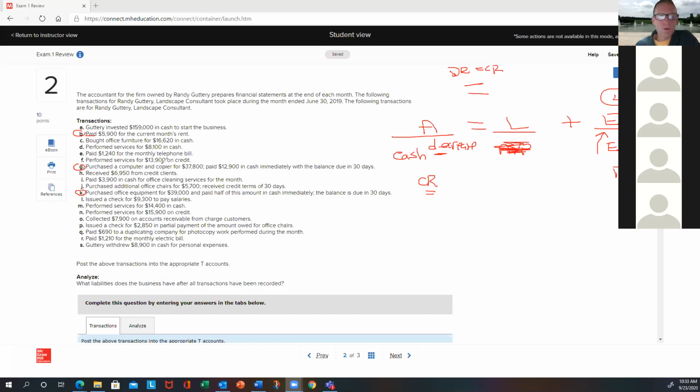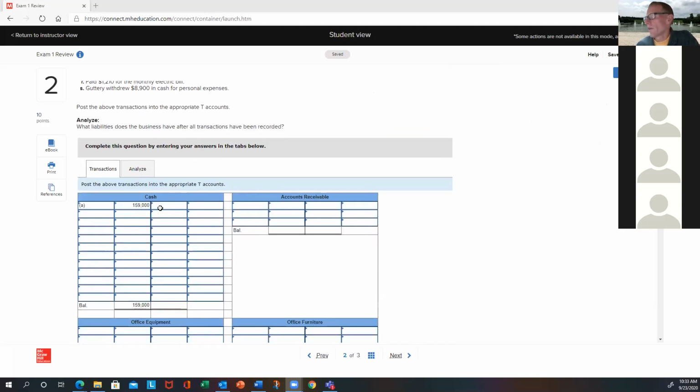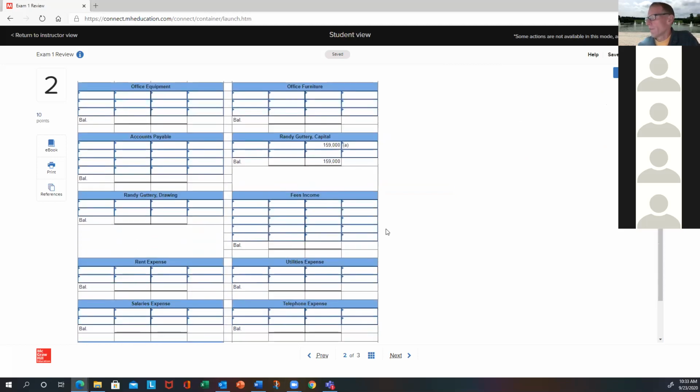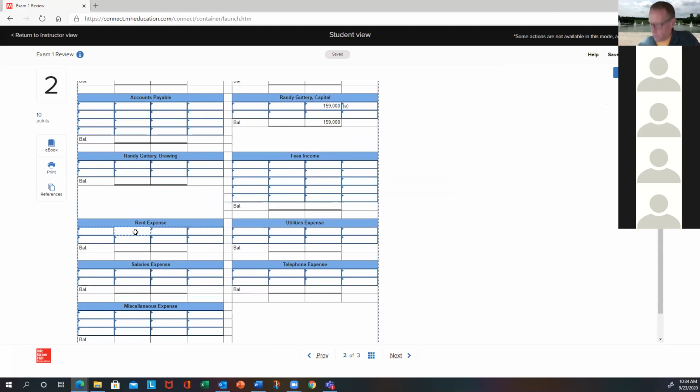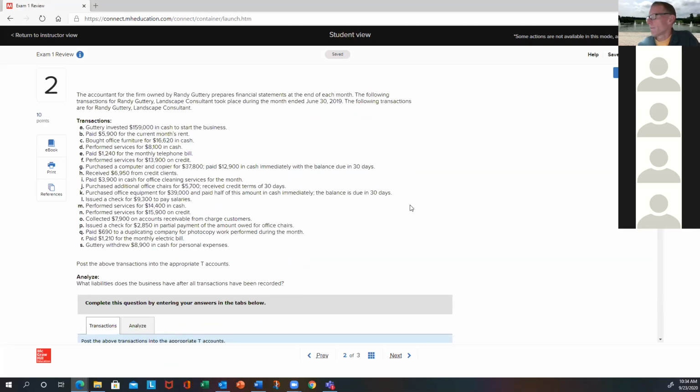If you go down to the T accounts, this is 5,900. I go to cash, put a credit, and enter transaction B. Then I look up rent expense, put the debit there, and again put transaction B. Are there questions? Any questions on part B and what I just showed you?